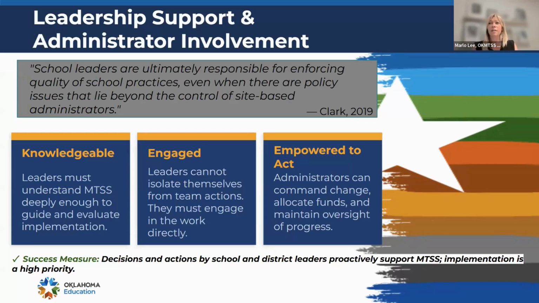And then being empowered to act. Administrators can command change. And so you're the ones that can allocate funds to provide professional development or curriculum resources and maintain oversight of the overall progress. So in our implementation guide, the success measure for leadership support would be that decisions and actions by school and district leaders proactively support MTSS. Implementation is a high priority.